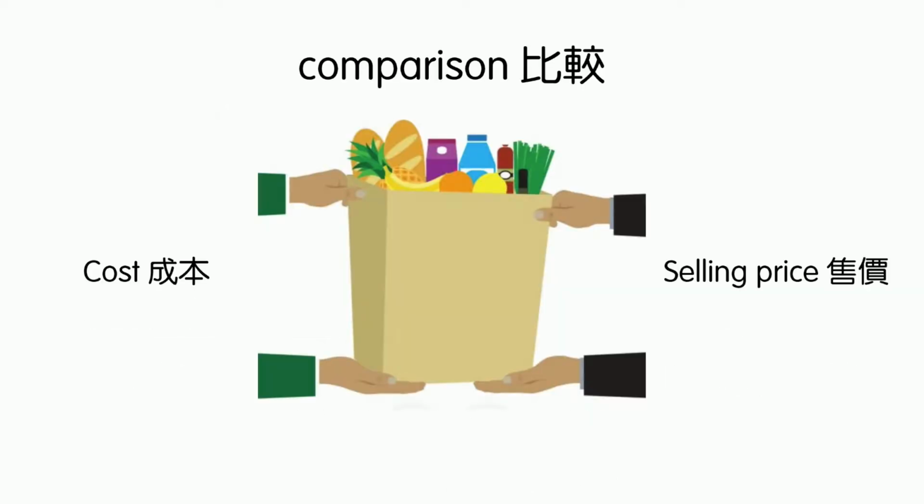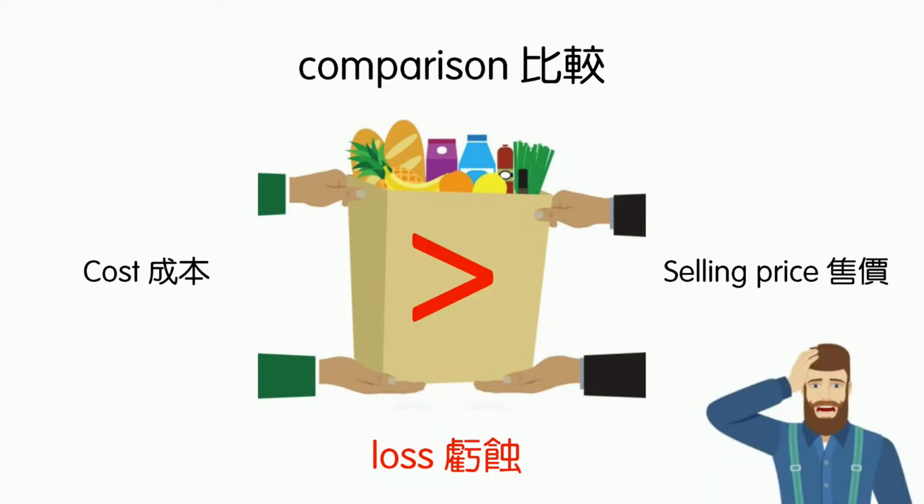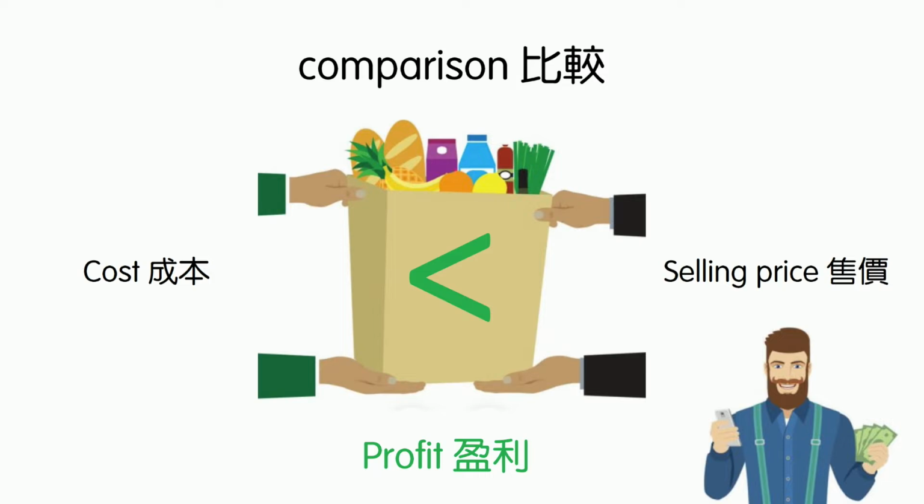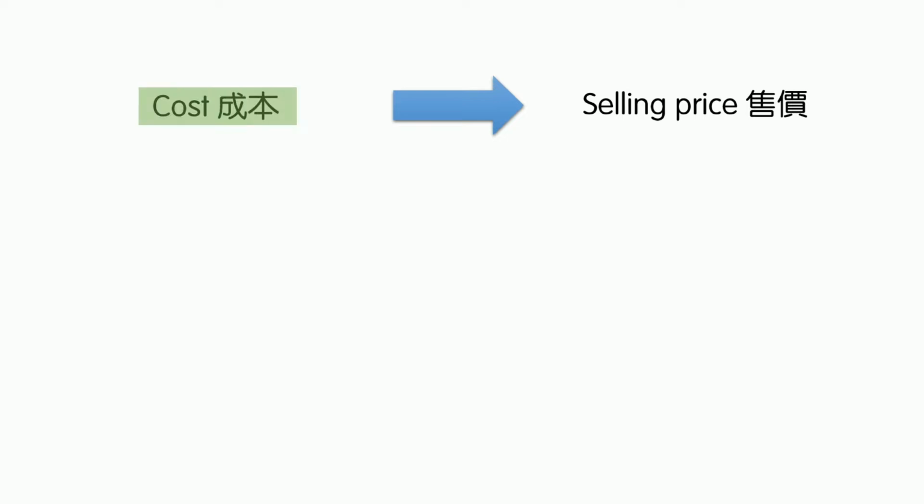If the cost is larger than the selling price, then this can be considered a loss. If his selling price is larger than the cost, then he has a profit. The money used to buy the products is called the cost. And when he sells these products, that price is called the selling price. By comparing the cost and the selling price, we can then calculate the profit or loss percentage.